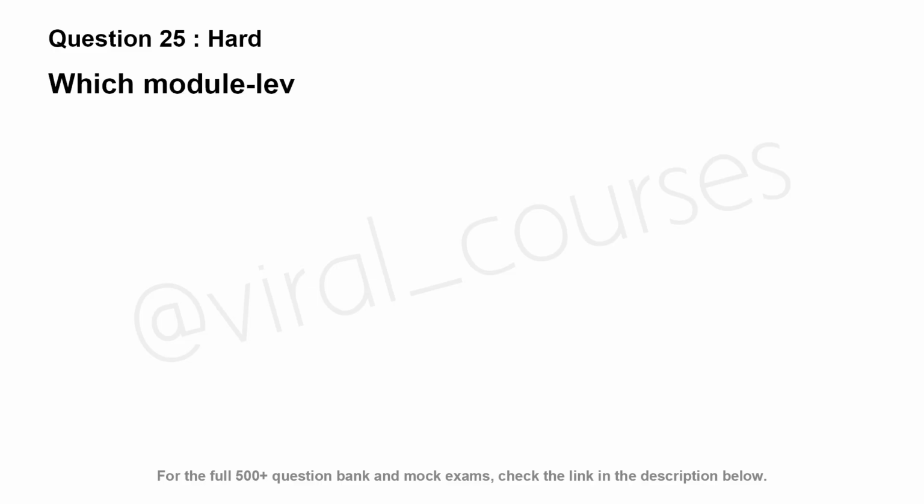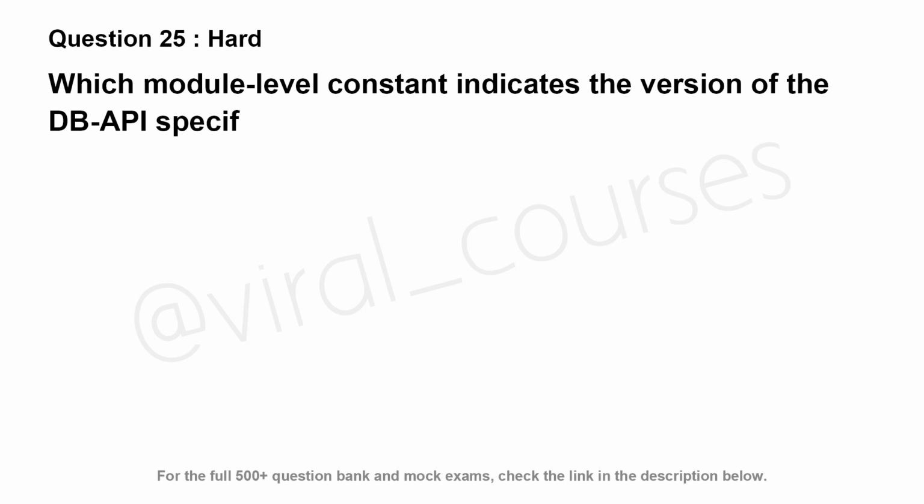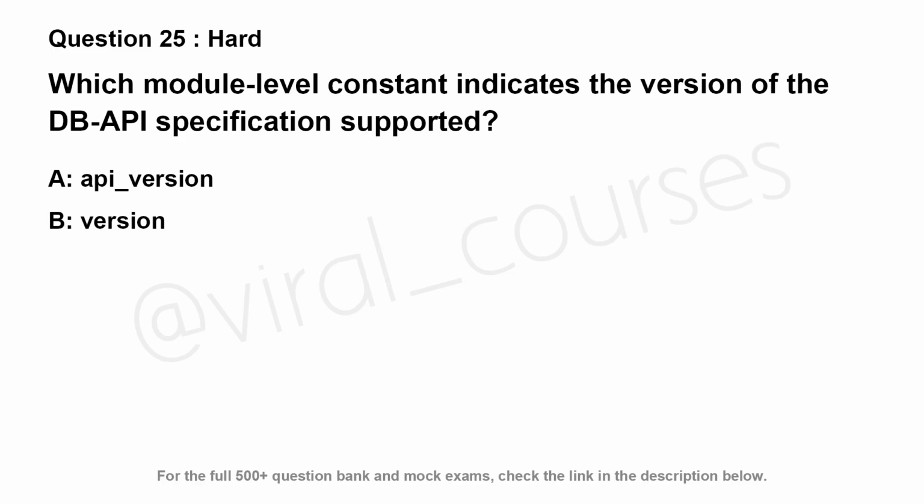Which module level constant indicates the version of the DB API specification supported? Option A. API_version. Option B. Version. Option C. apilevel. Option D. spec_version.